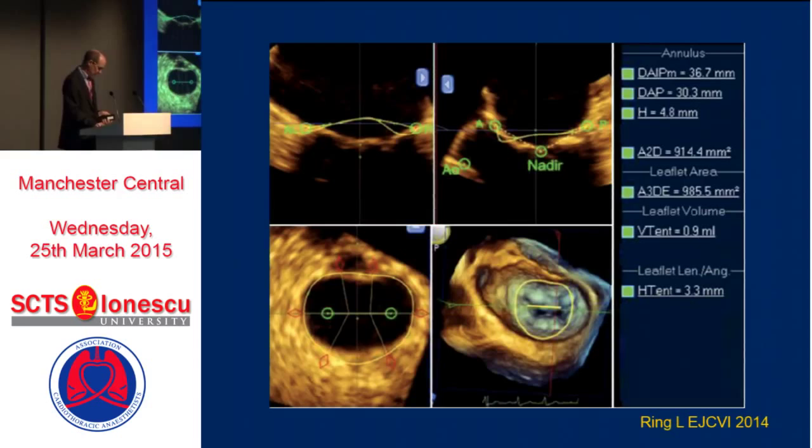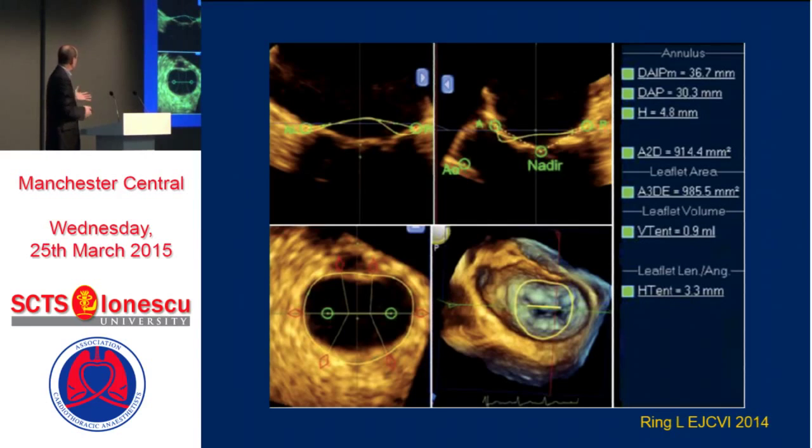So the next couple of slides I'm going to show are taken from what I think is a very good paper published last year in the European Journal of Cardiovascular Imaging by Bushra Rana's group from Papworth. They performed three-dimensional analysis of mitral valve anatomy, mitral annulus and leaflet anatomy, on a couple of groups of patients and some normal controls. And I'll go through those in a moment.